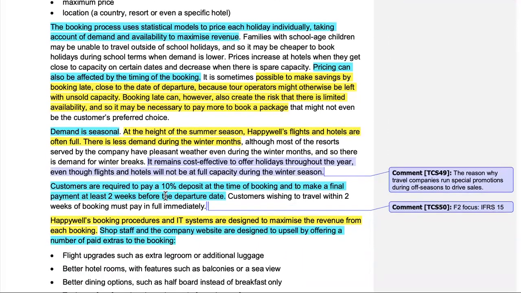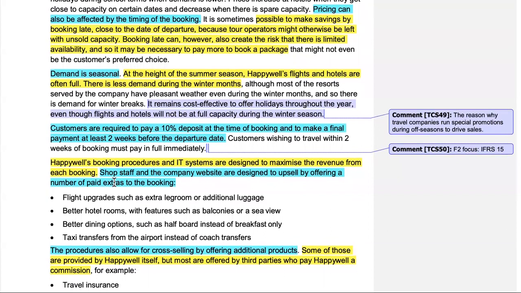And customers are required to pay a 10% deposit at the time of the booking, and to make a final payment at least 2 weeks before the departure date. Okay, so that's a technical area pertaining to IFRS 15, an area which falls under the F2 syllabus. So what you need to remember is customers pay 10% of the entire fee at booking, but within the last 2 weeks before the departure, they have to settle their account. So IFRS 15 will definitely be tested.